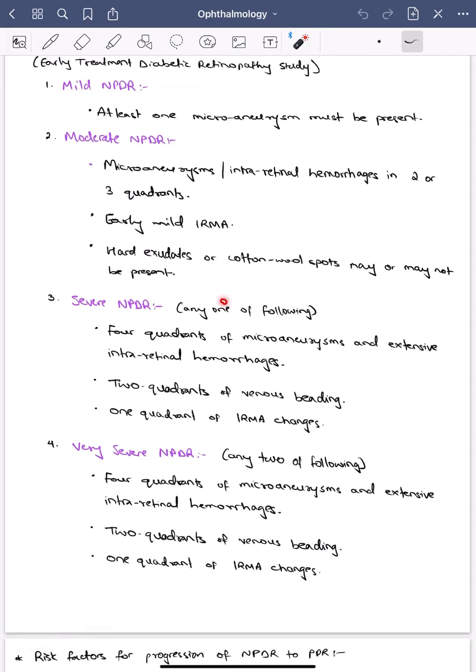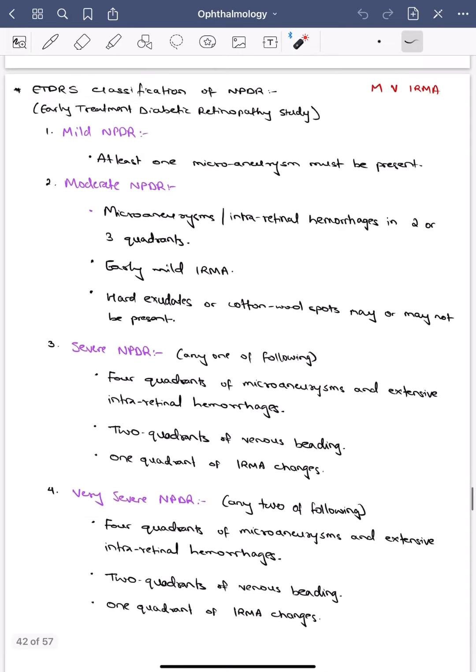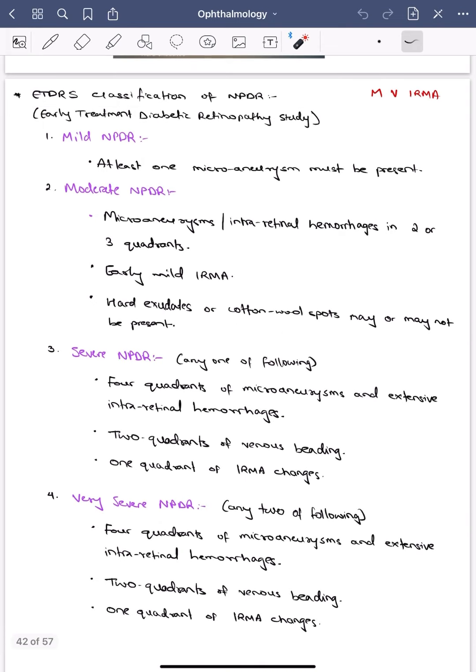Now, if any one of the 4-2-1 rule is satisfied, it is classified as severe NPDR, and if any two of the 4-2-1 rule are satisfied, it is classified as very severe NPDR. So this is the further classification of NPDR. Remember, M Verma: M for microaneurysms, V for venous abnormalities, and IRMA for intraretinal microvascular abnormalities. For mild, there should be at least 1 microaneurysm present.